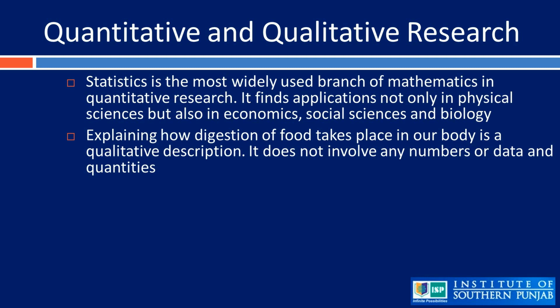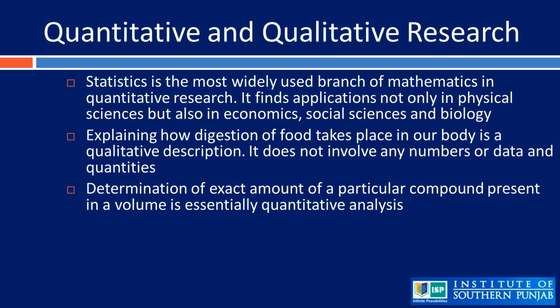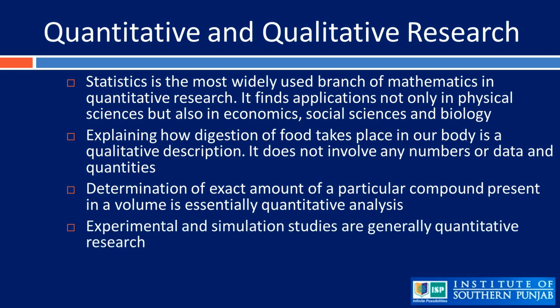Explaining how digestion of food takes place in our body is a qualitative description. It does not involve any numbers or data and quantities. Determination of exact amount of a particular compound present in a volume is essentially quantitative research. Experimental and simulation studies are generally quantitative research.